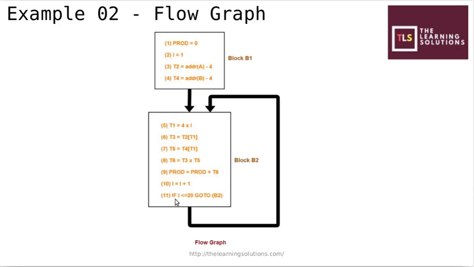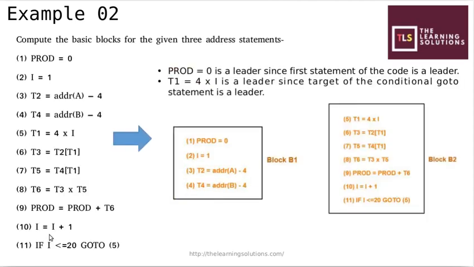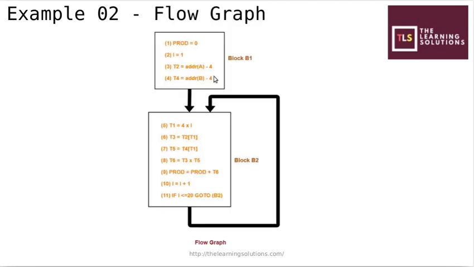The last statement is changed to: if I less than or equal to 20, go to B2. That means go to 5 means what? That block 2 itself. So we have to make the change. The statement is go to 5, but when you present that in a flow graph, you have to change that statement to go to B2, that is block number 2. It will help the code generator tools to understand where to move conditionally or unconditionally, that is, where to jump. So is block 1 to block 2 possible? Yes, it is possible, but block 2 to block 1 is not possible because there is no such conditional or unconditional jump statement present that will take the control to the B1 block.